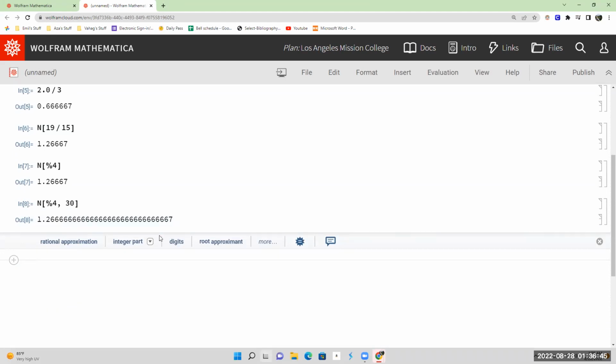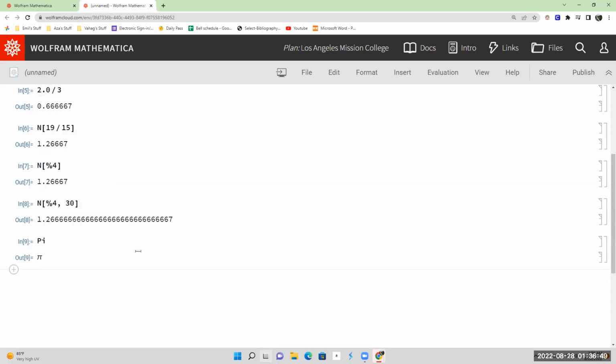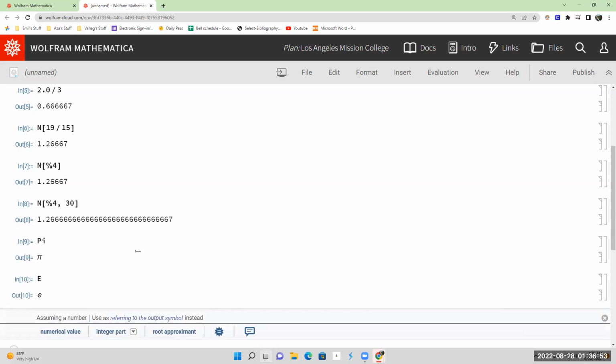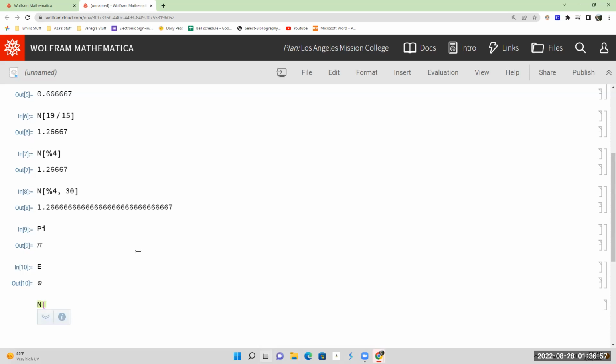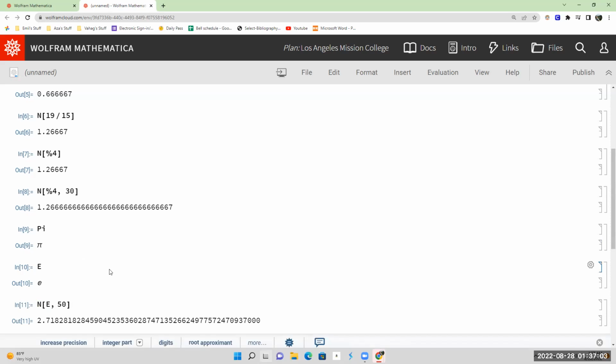We do have built-in constants like Pi and the Euler constant E. All constants in Mathematica are capitalized. We can actually get the approximation for E up to, let's say, 50 digits by simply entering that command.